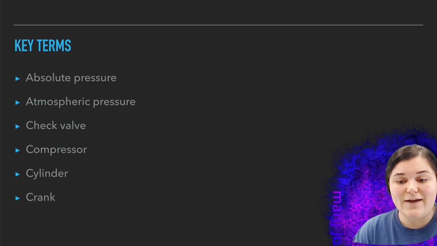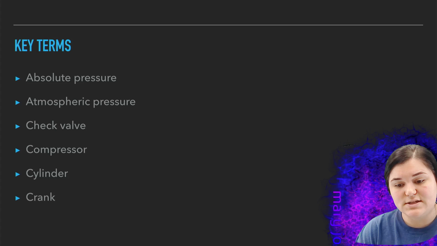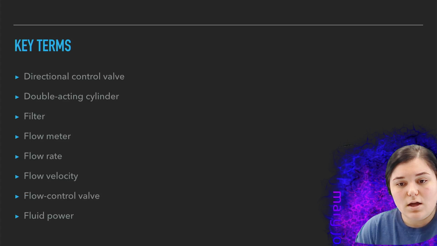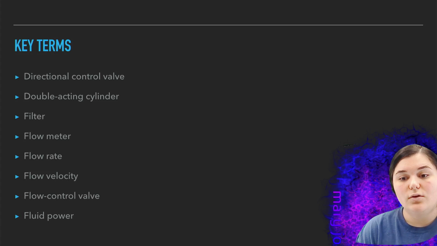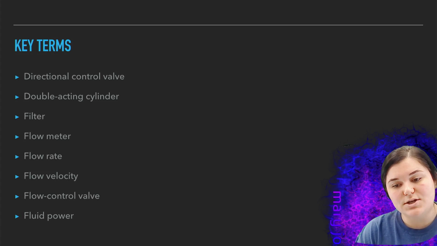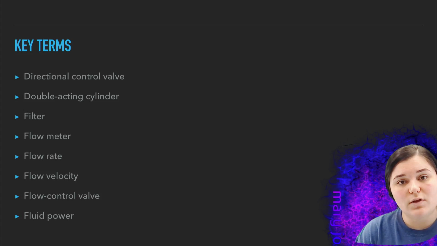Cylinder, a device used to convert fluid power into mechanical power in the form of linear motion. Crank, a part of an axle or shaft bent out at right angles for converting reciprocal to circular motion and vice versa. Next we have directional control valve. That's used to control which path the fluid takes in a circuit. Double acting cylinder, a cylinder that can act under pressure in both directions, either extended or retracted, to move a load.